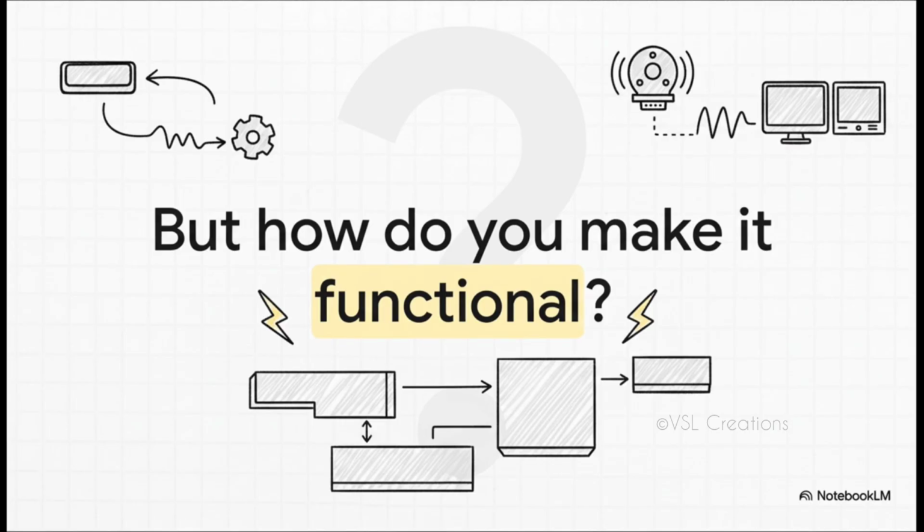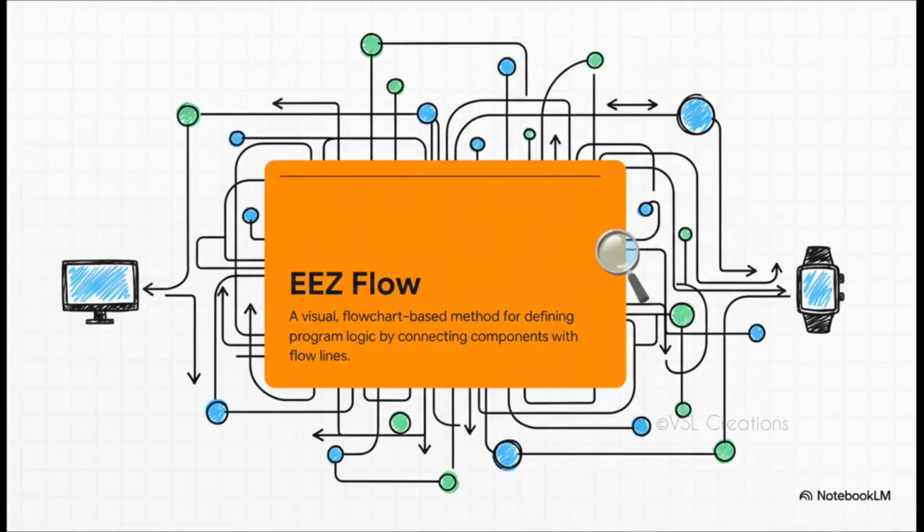This is the exact spot where a lot of these visual builders just fall flat. But EEZ Studio has a really, really clever answer. And that answer is called EEZ Flow. Basically, it's a visual, flowchart-based way to program the logic of your app. You can think of it like the nervous system connecting all your visual components.